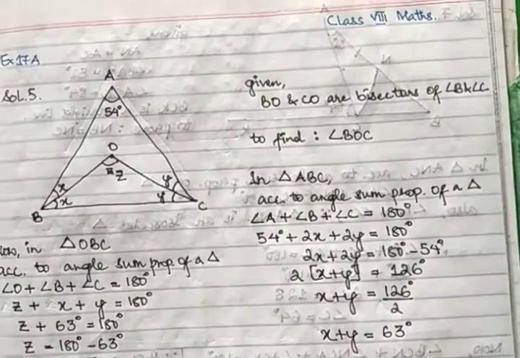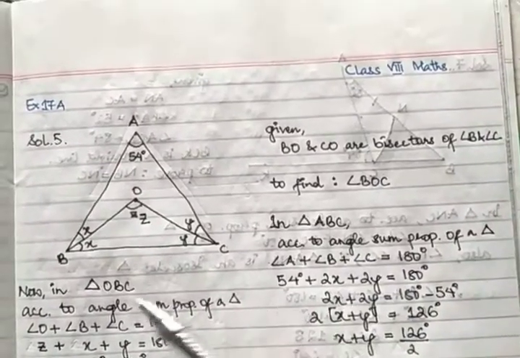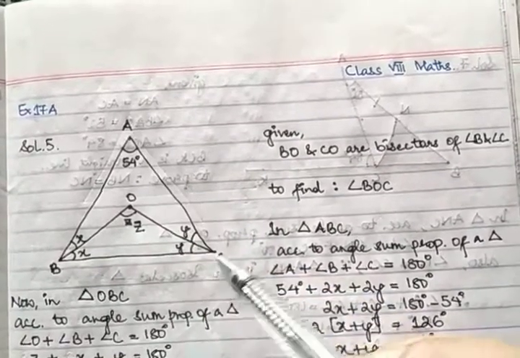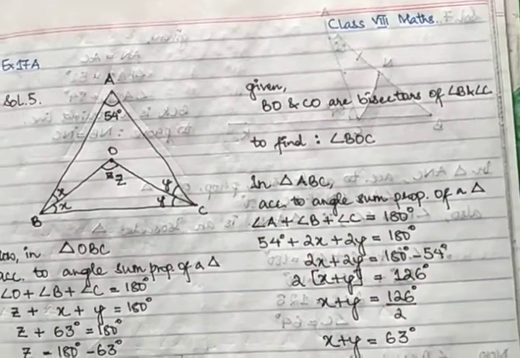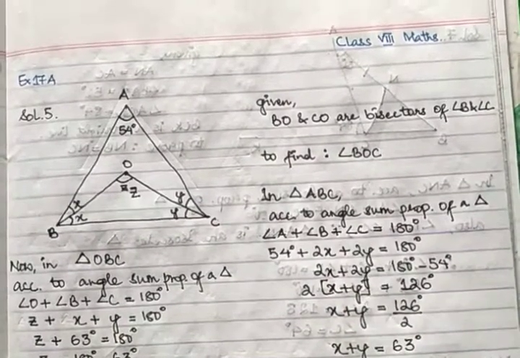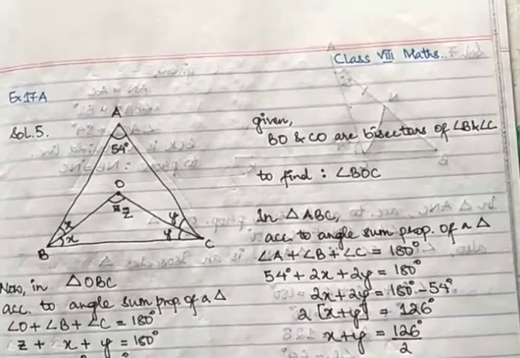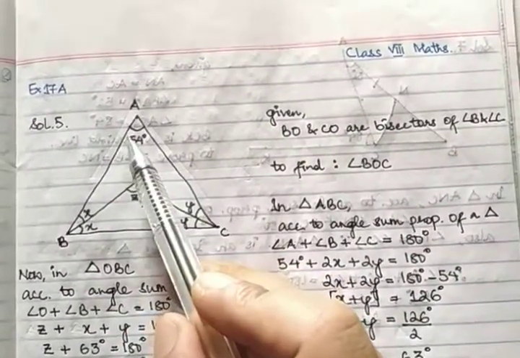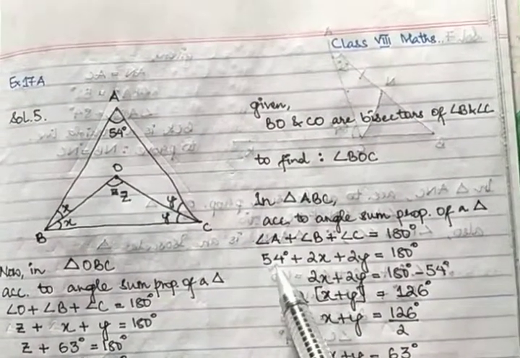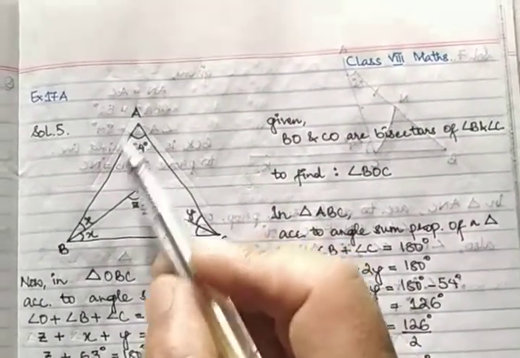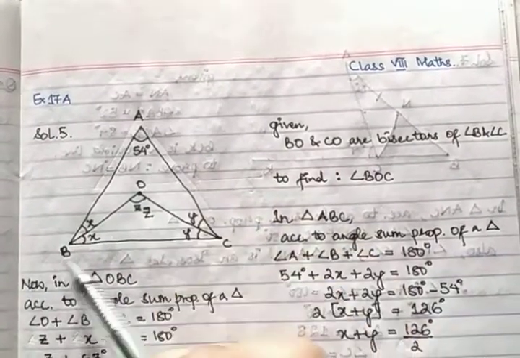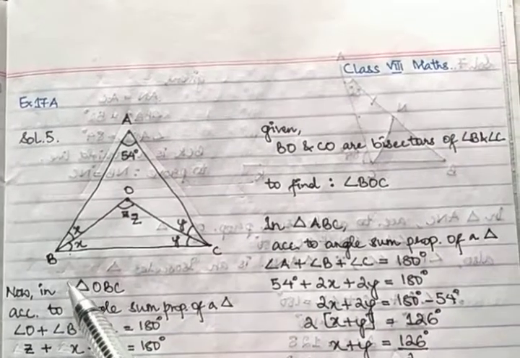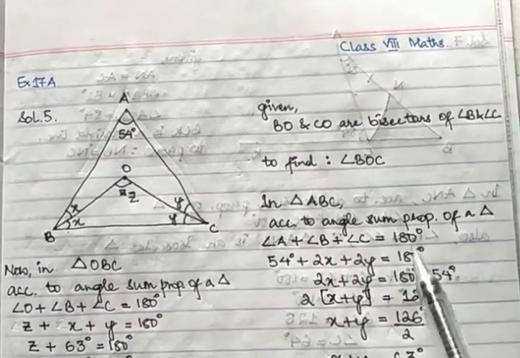In triangle ABC, I have taken the greater triangle. According to the angle sum property of a triangle, when we add all the angles we get 180 degrees, isn't it? For A it is 54 degrees, so that is why I have written 54 degrees. B means the complete bigger triangle's angle. So angle A plus angle B plus angle C equals 180 degrees.